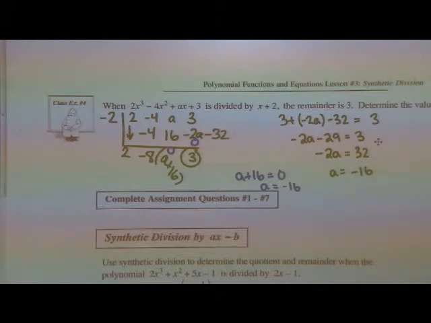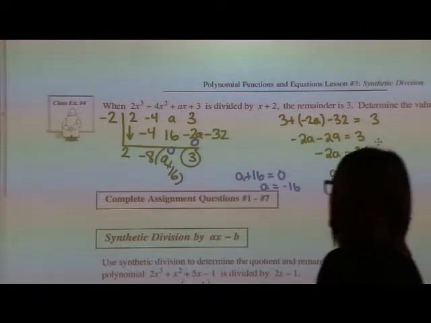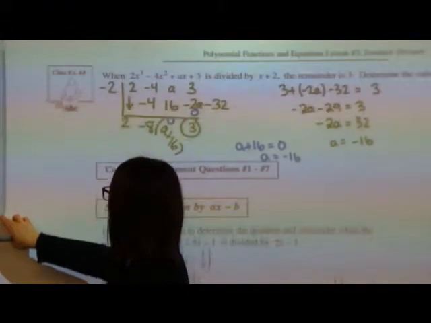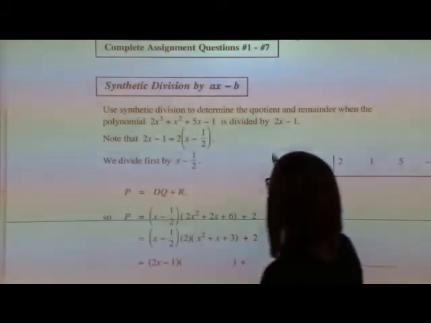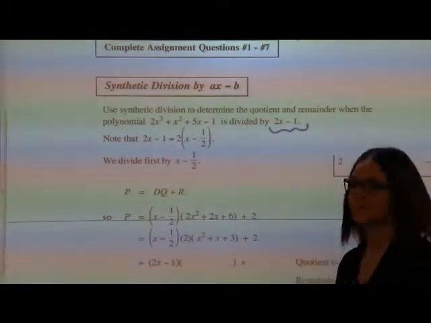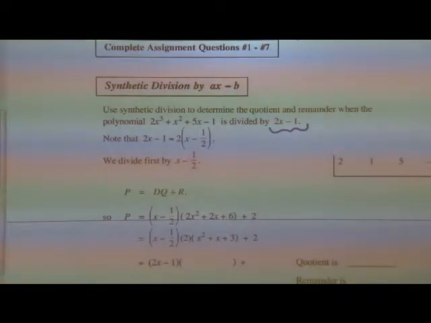Okay? The last example just takes this up one more step and says, what happens if your divisor looks something like this, like a 2x minus 1? Does that change what we do for synthetic division?